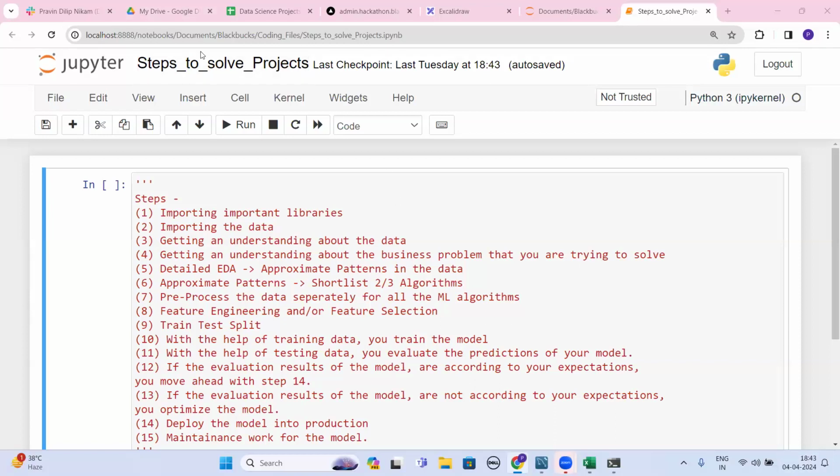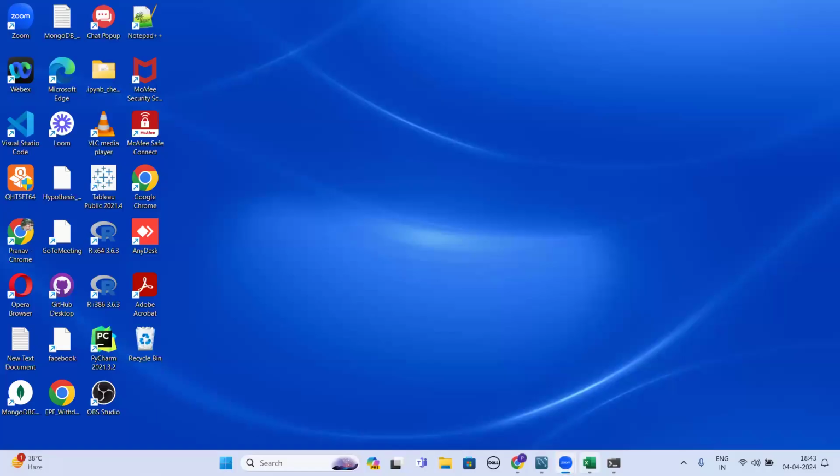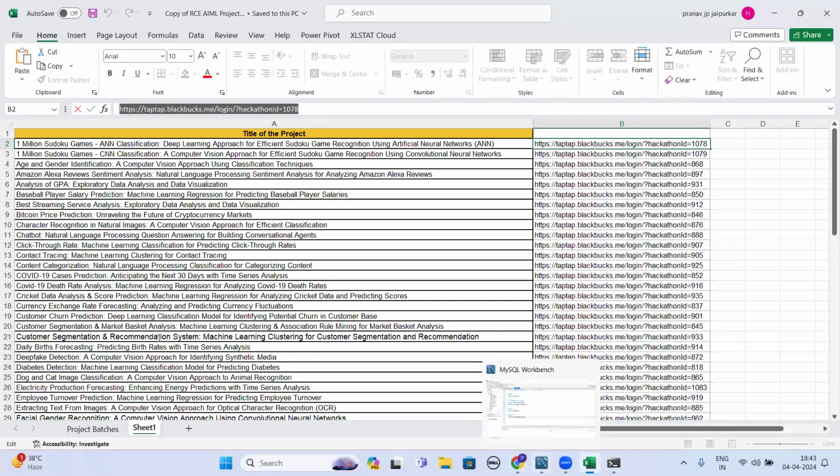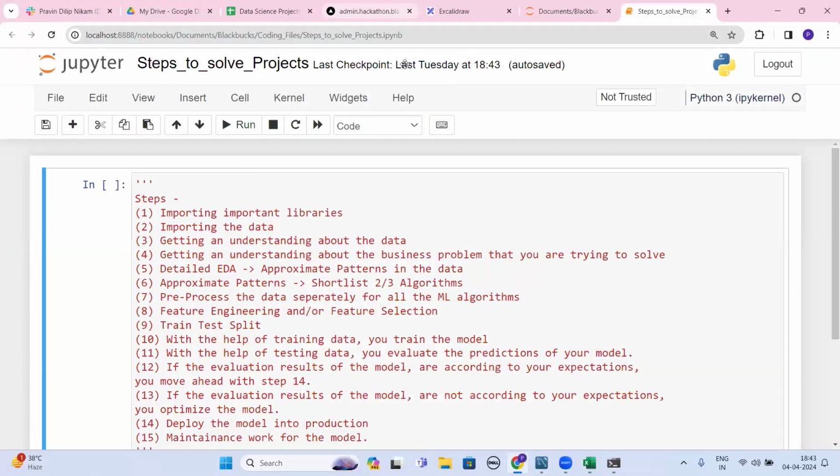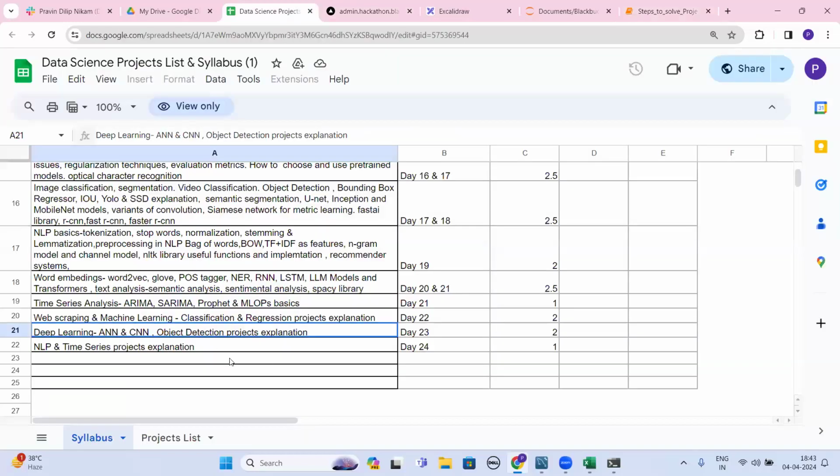So after this particular workflow is completed, let us try to deal with the given section in detail. So this is basically the workflow. Now, after this is done, today we are going to have a detailed discussion about ANN and CNN, object detection projects. The main topic of yesterday's session, the previous session on Tuesday, was web scraping and traditional ML algorithms. Today it is deep learning, ANN, CNN, object detection.